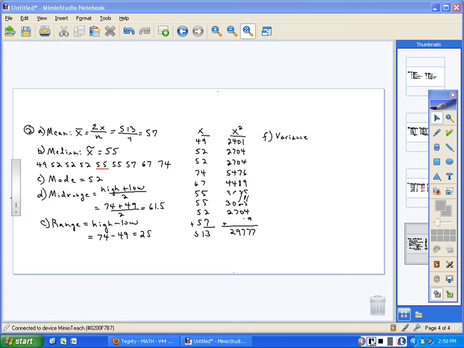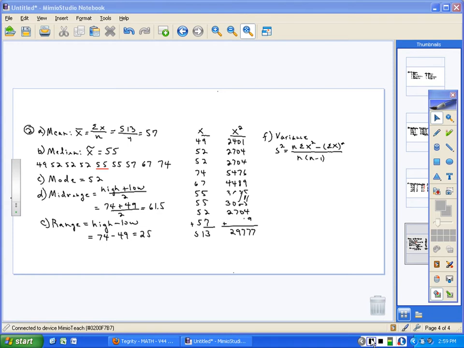The variance, the symbol is S squared, and the formula is n times the sum of the x squareds minus the sum of the x's squared, over n times n minus 1. I'm going to fix this 2 up here. It's not on the formula card called variance. It's called standard deviation shortcut, and you just remove the square root sign, and then you have the formula for variance. Okay, so let's plug the numbers in.